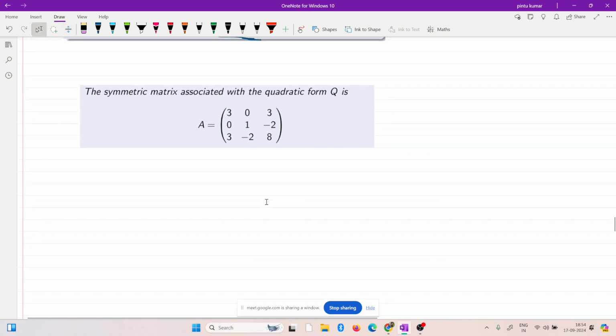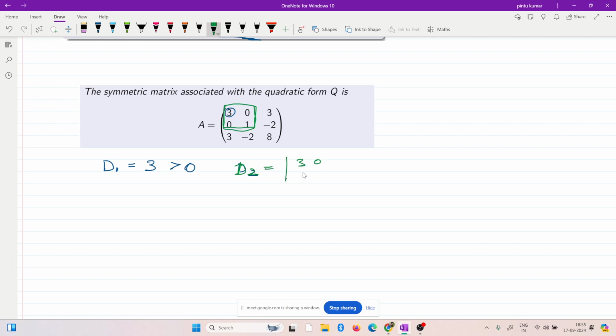So this is the matrix that is given to me. First of all, I'll calculate D1. What is my leading principal minor? It would be 3, right? And its determinant is also 3, which is strictly greater than 0. In order to obtain D2, I'll use a different color pen. D2 is the determinant of this part that I have boxed in green, the matrix 3, 0, 0, 1, whose determinant is 3, which is again greater than 0.